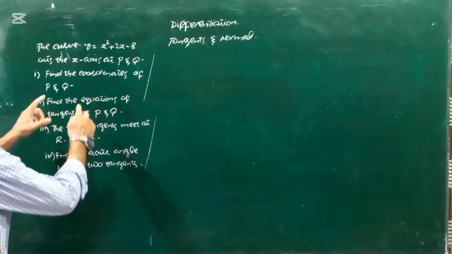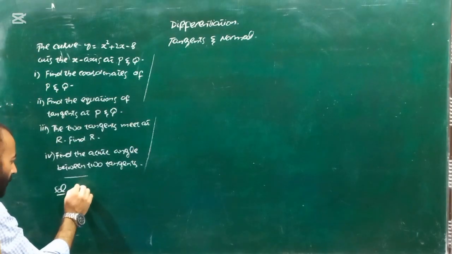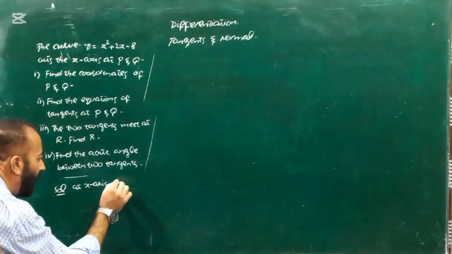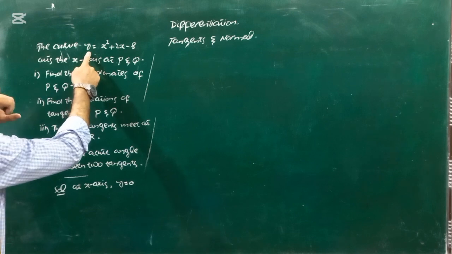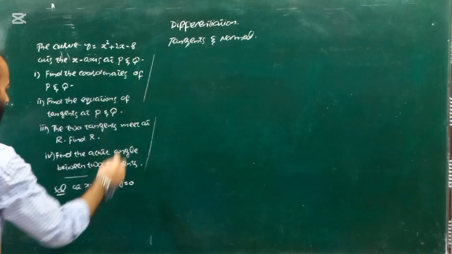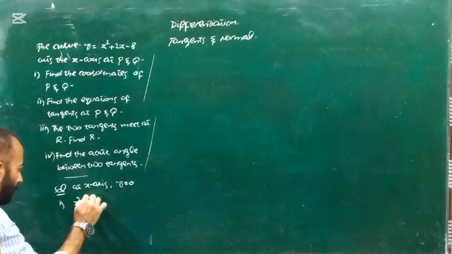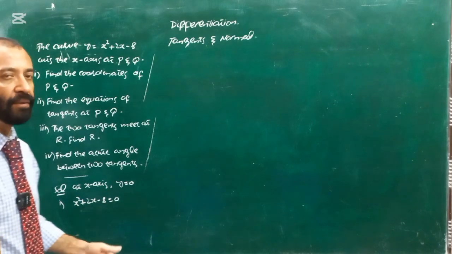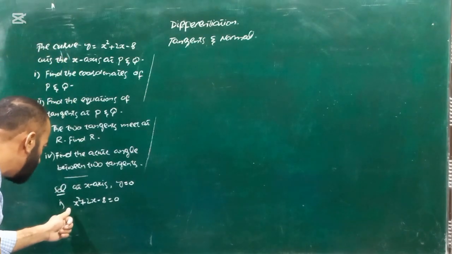So you know, at the x-axis y is equal to 0. So when we put 0 in place of y, the equation will be x square plus 2x minus 8 equal to 0. So this is a quadratic equation. So we will solve it by factorization or the quadratic formula method. So easy is the factorization method.